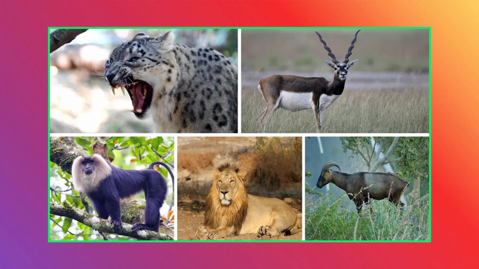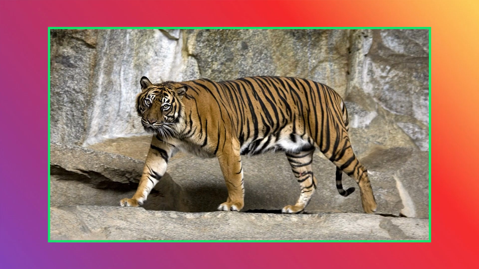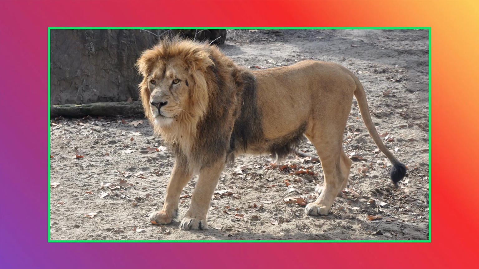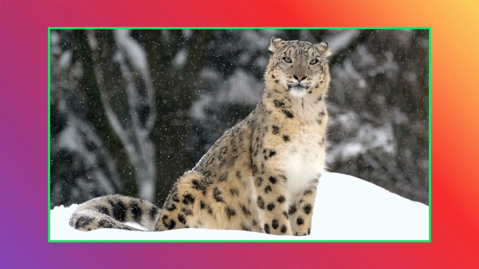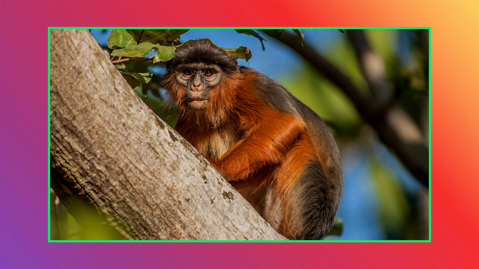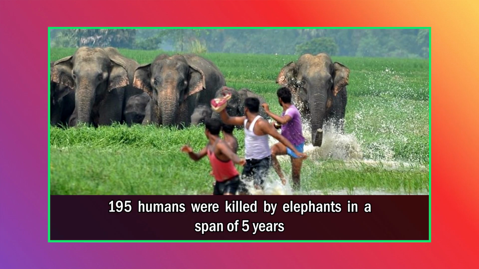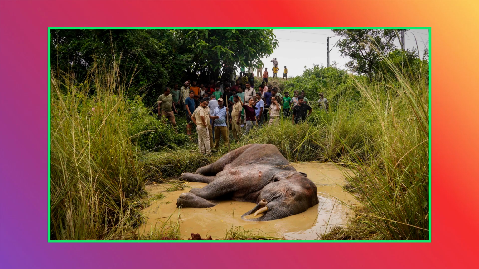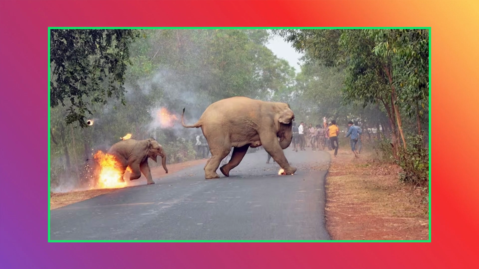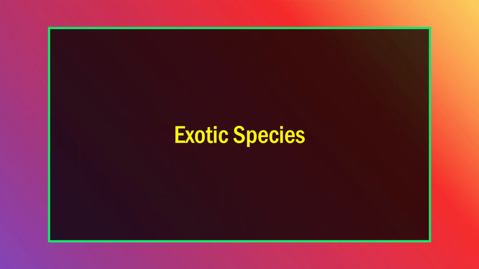Human-wildlife conflict is becoming a serious threat not only to the survival of many endangered species in the world, in particular to large and rare mammals such as the Sumatran tiger, the Asian lion, the snow leopard, and the red colobus monkey. In Sambalpur, Orissa, 195 humans were killed by elephants in a span of 5 years. In retaliation, the villagers killed 98 elephants and badly injured 30 others. Exotic species.